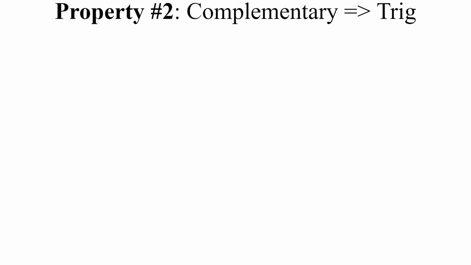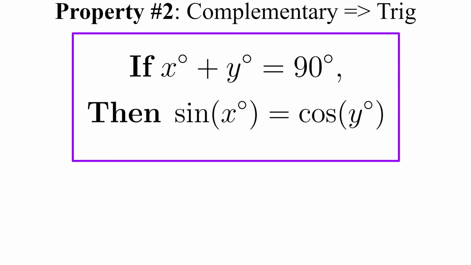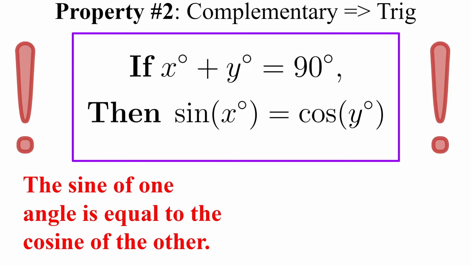Okay, lastly, we have property number 2, complementary to trig. So the opposite of what we just learned is also true. If x plus y equals 90, then sine of x is equal to cosine of y. Or also, cosine of x is equal to sine of y. Doesn't matter. You see x and y, it's commutative, so you can swap them out however you want. In words, you could remember this as kind of what I was saying at the beginning. The sine of one angle is equal to the cosine of the other. If they add up to 90, the sine of one angle is equal to the cosine of the other.